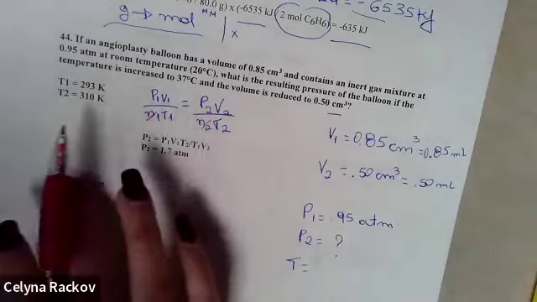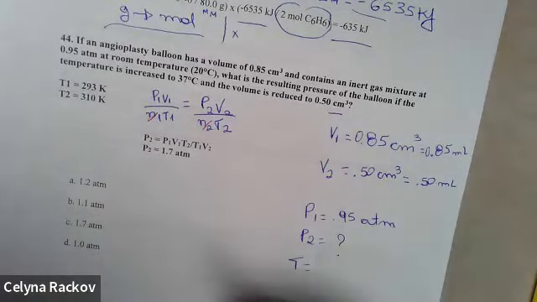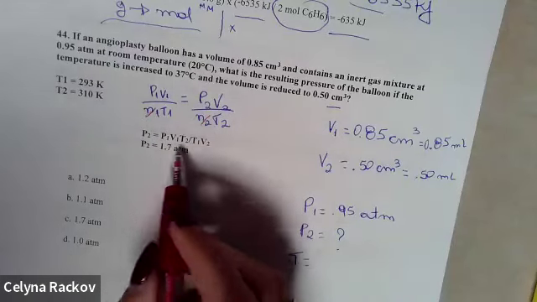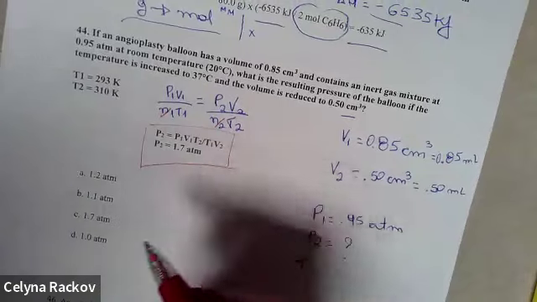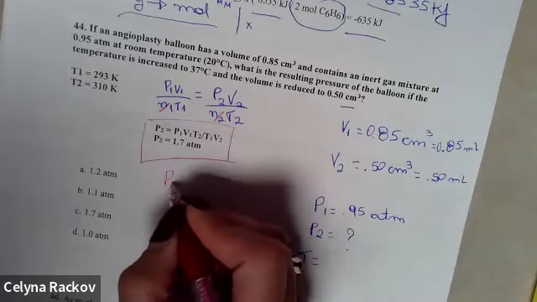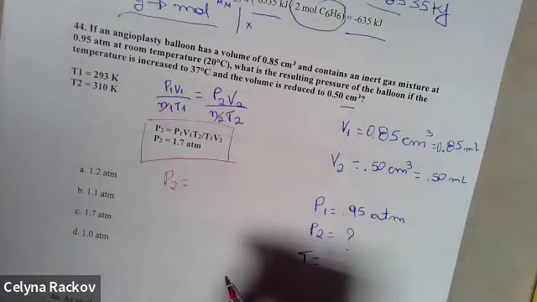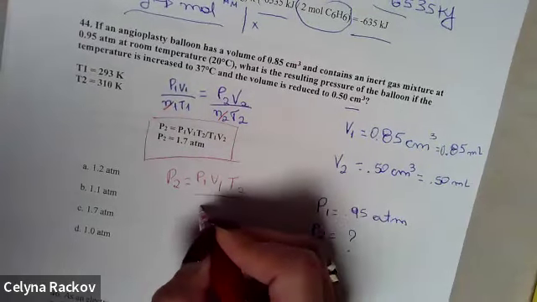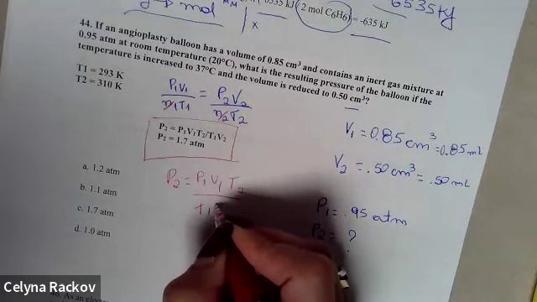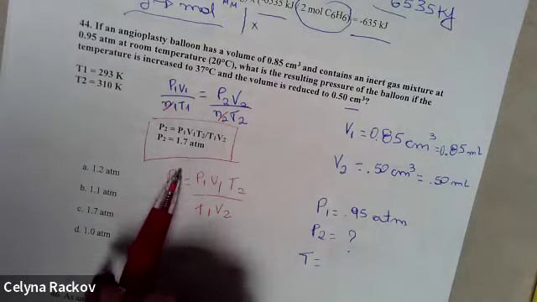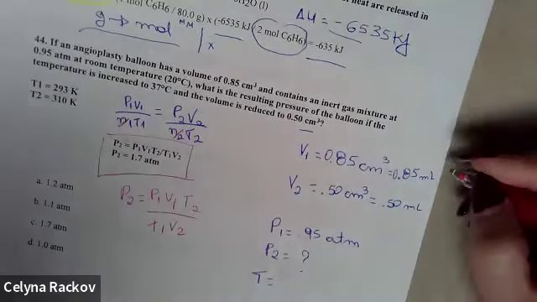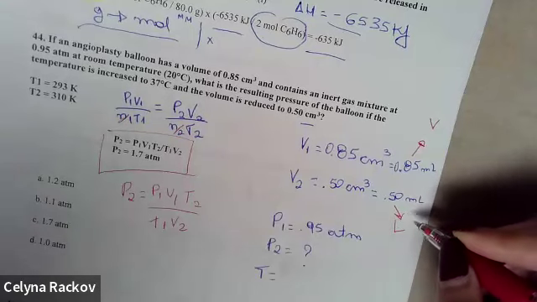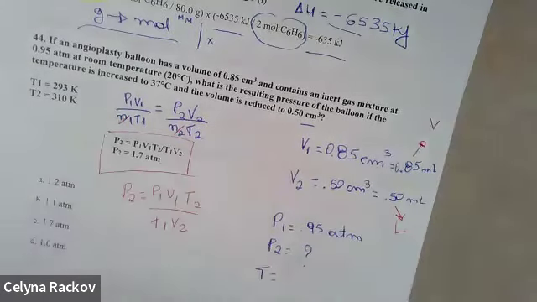So if you have a variable that is not talked about, or if it's not a change, then you can cancel it out. Then we are going to solve for P2 by rearranging it here. So P2 would be P1 V1 T2 divided by T1 V2, and you should get this answer here. Remember that for this one, you need to convert milliliters to liters. How do you convert from milliliters to liters? You divide by 1,000, okay?